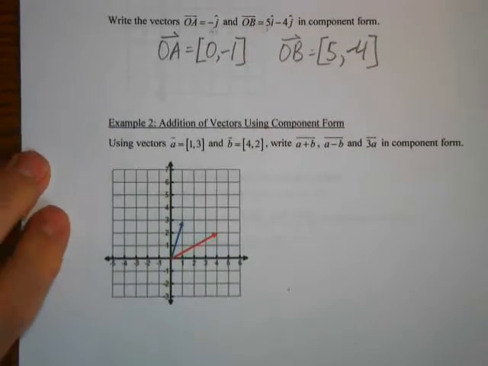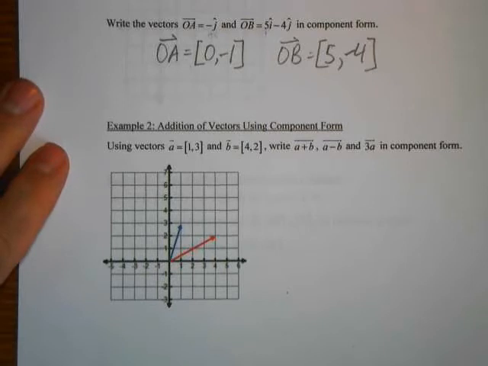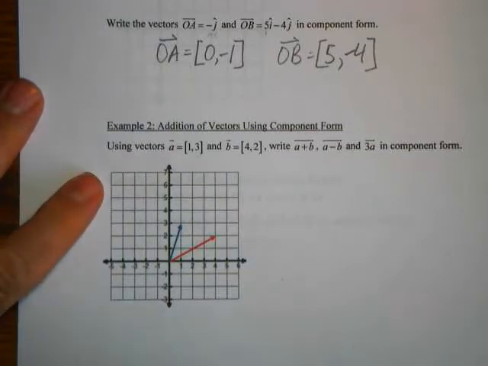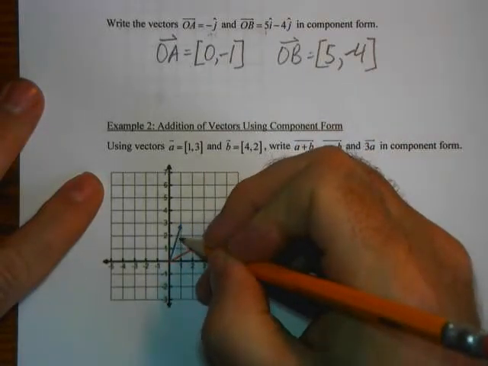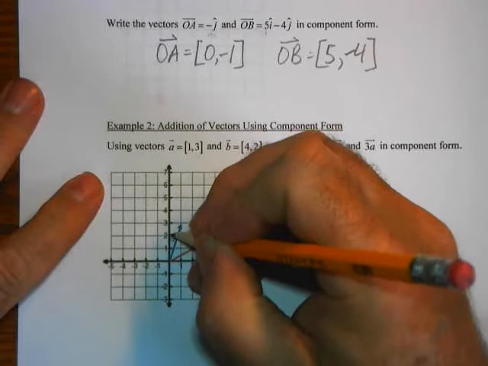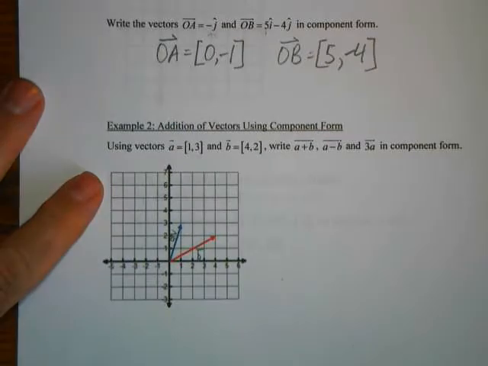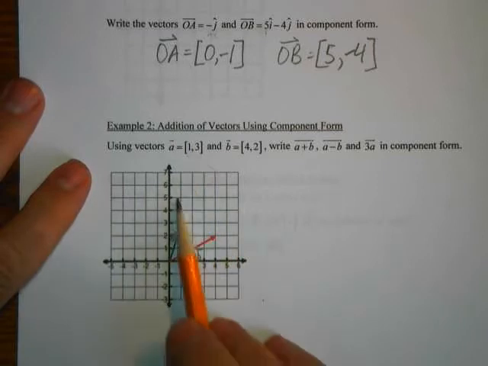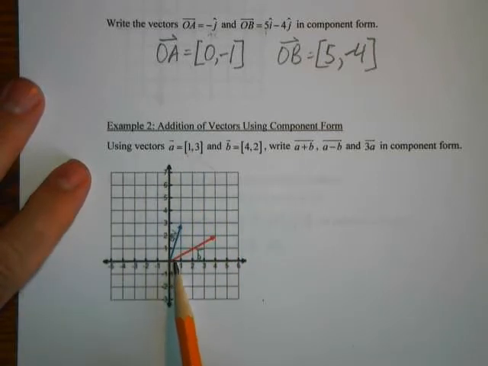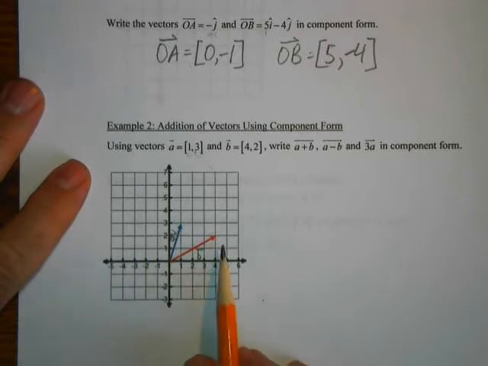Okay, this example here, addition and vectors using component form. Using vectors A equals 1, 3, and remember these square brackets represent vector components now. So that blue vector, that's our A. Let me try to put it there, and this would be our B. So A is basically showing we go positive 1 unit in the x direction and positive 3 in the y. Vector B, it's a multiple of 4 in the x direction, multiple of 2 in the y direction, and we get that red vector there.